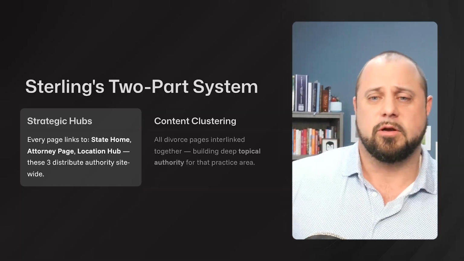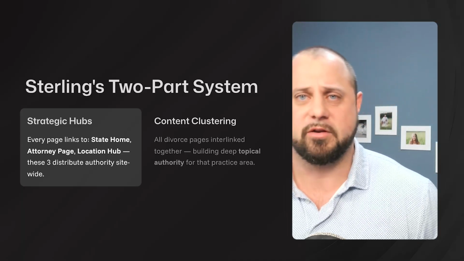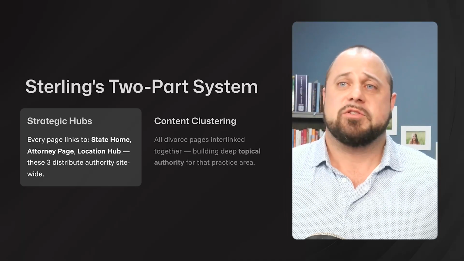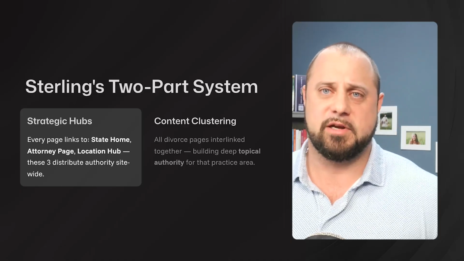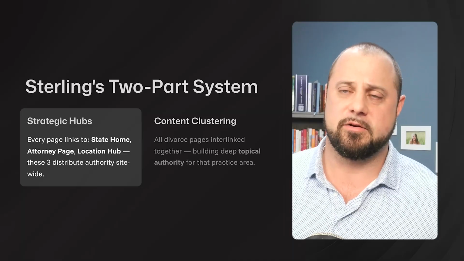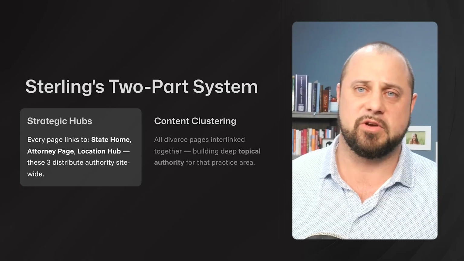Tony, would you say that's how we leverage internal linking at Sterling, or is there anything to add? Yeah, absolutely. We look at this in two different ways. There's strategic internal linking. Basically, every page on the Sterling website is linked to the homepage for that state, the attorney page for that state, and the location hub for that state. And then those pages divert authority to the remainder of the site where appropriate.